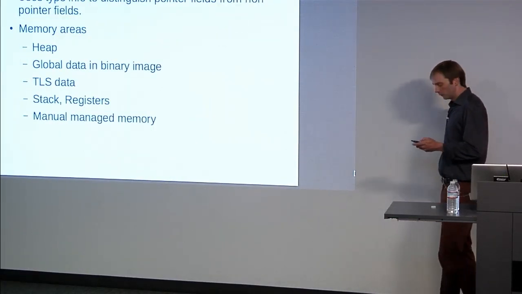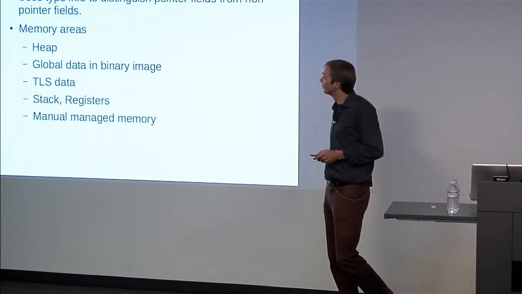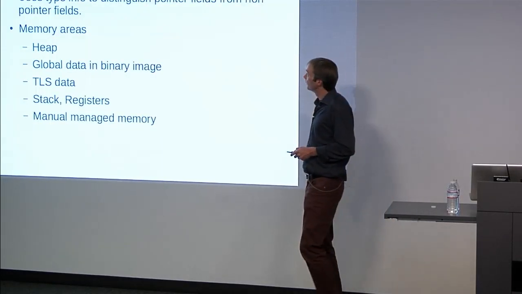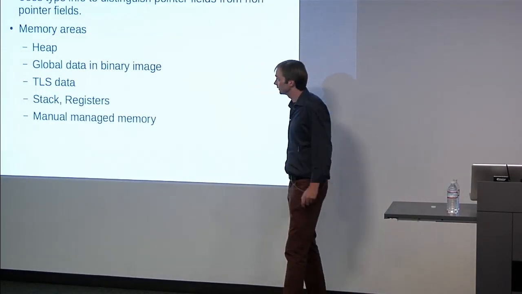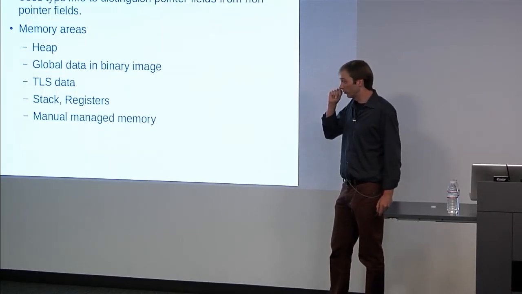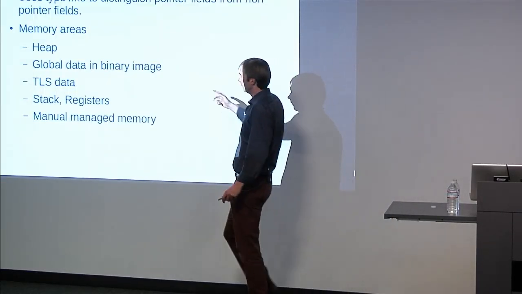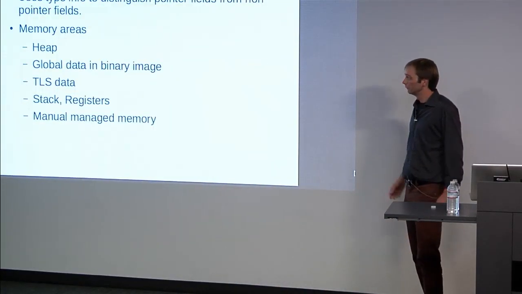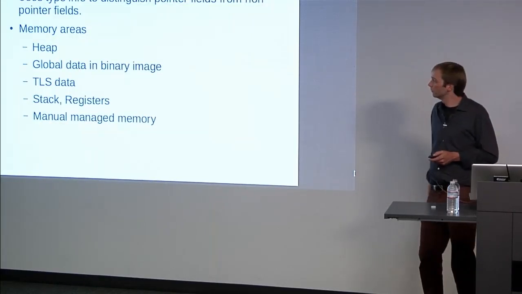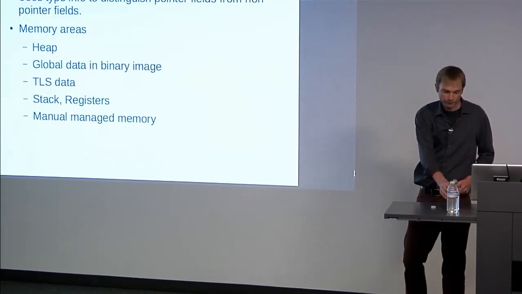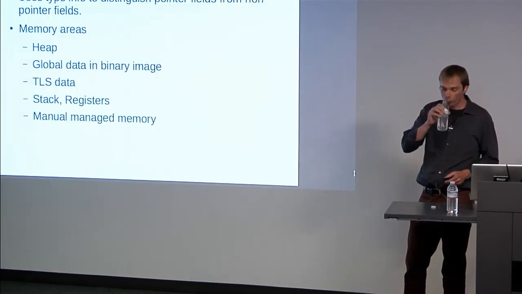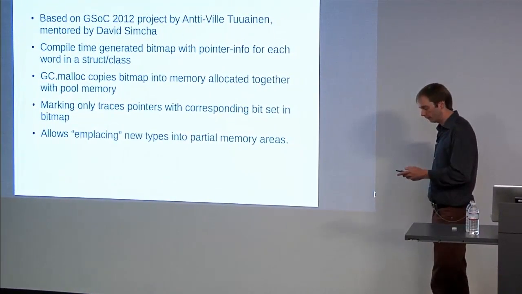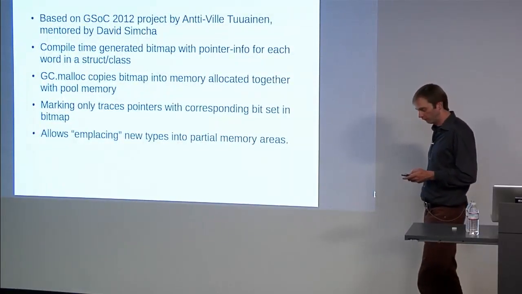So, to precise garbage collection to the cure: we need type information for the memory to distinguish pointer fields from non-pointer fields. And which memory areas do we have? We have the heap, as discussed, the global data in the binary image, thread local storage, stack, registers, and manually managed memory. So I will first concern myself with the precise garbage collection for the heap memory.